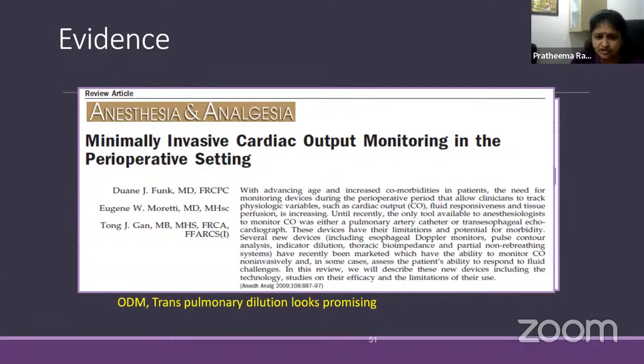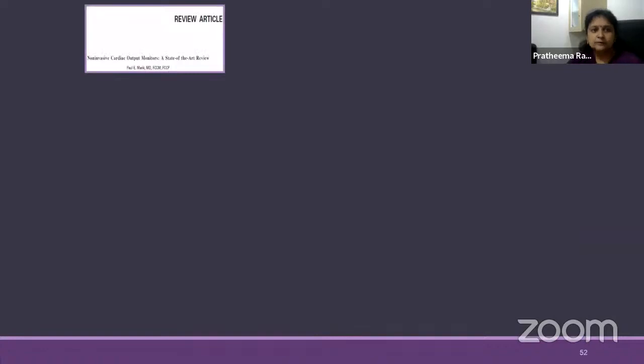ODM, transpulmonary dilution, look very, very promising. And ODM is the esophageal Doppler monitor. But it needs further evaluation in sepsis or any other forms of shock. It is not going to help very much. Still, invasive holds the first place and the priority because nobody is willing to just look at the non-invasive and say that things are right, because it is a life or death situation in the ICU.